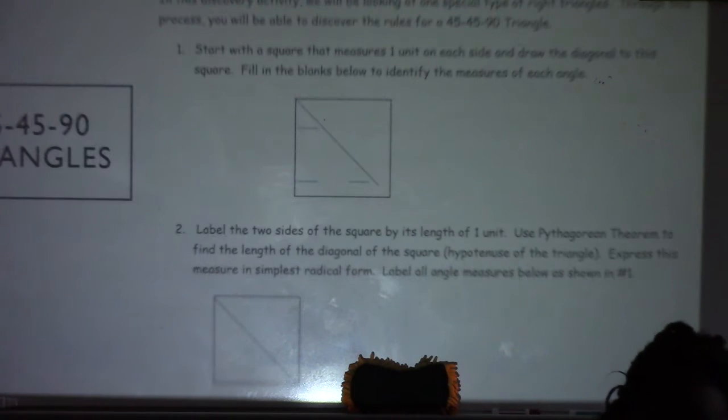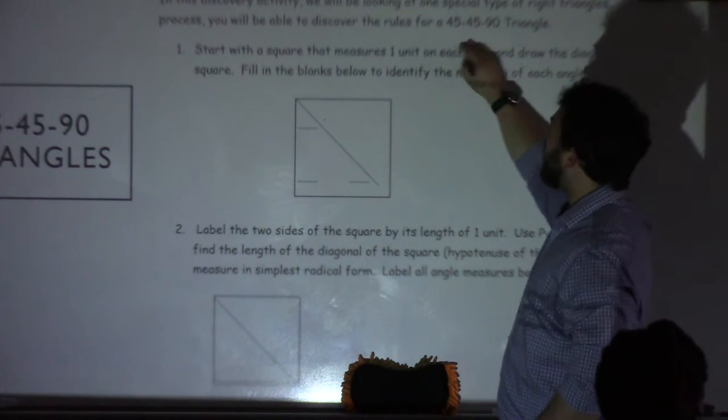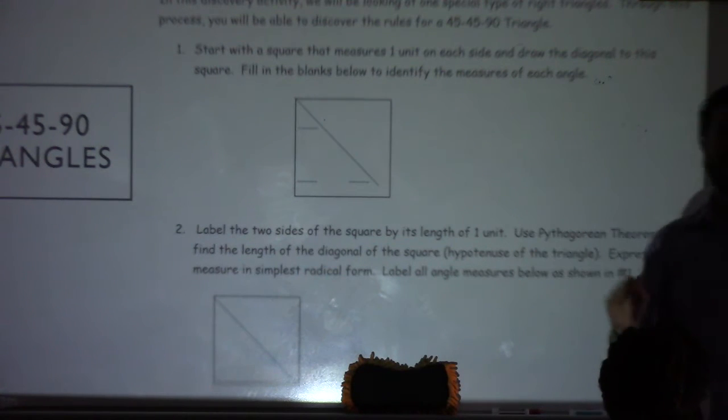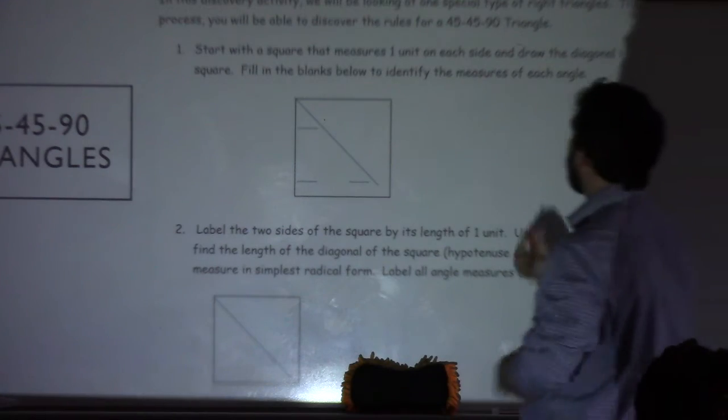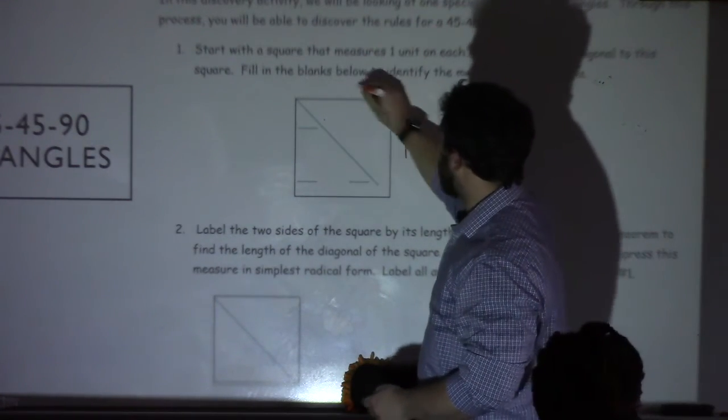So here's the deal. We're discovering the 45, 45, 90 special right triangle. In this discovery activity, we'll be looking at one special type of right triangle. Through this process, you'll be able to discover the rules for a 45, 45, 90. If you follow these directions, because I've done this with many students, you will discover these ratios and they will make sense. Start with a square that measures 1 unit on each side and draw the diagonal.